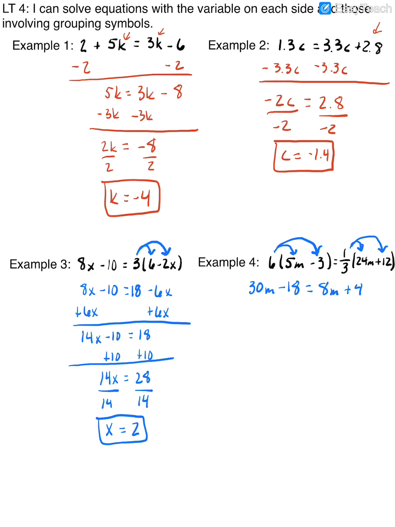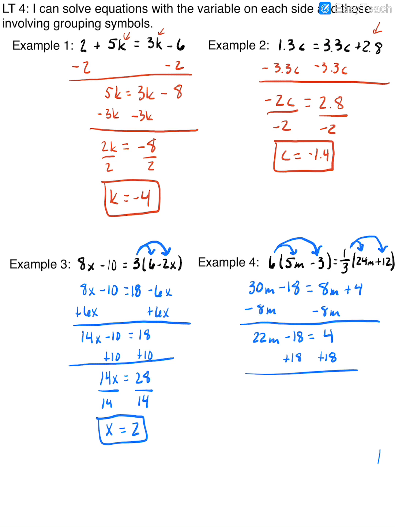And now I have that same setup as I had in examples 3 and 1. So here, let's subtract the 8m from both sides, so we can get those like terms together. That gets me 22m. Bring down my negative 18. Bring down my 4. That 8m minus 8m went away. Now I want to move the 18 to the other side. Since it's being subtracted, I'm going to add.